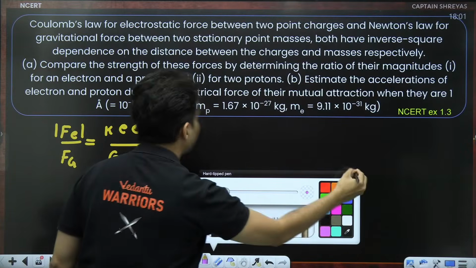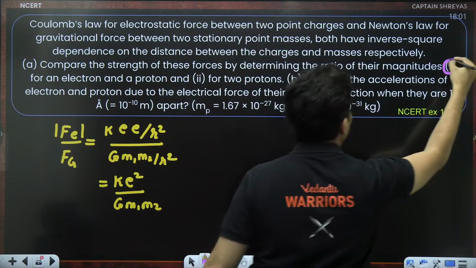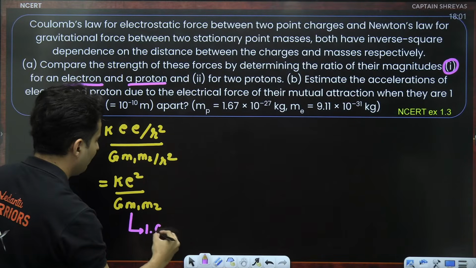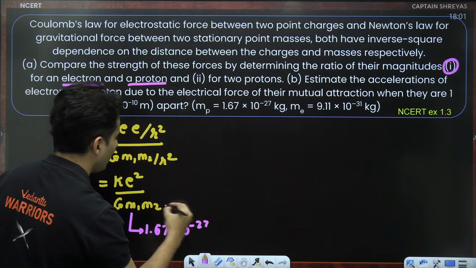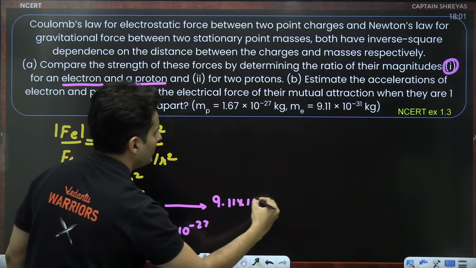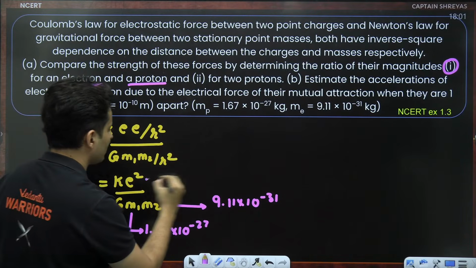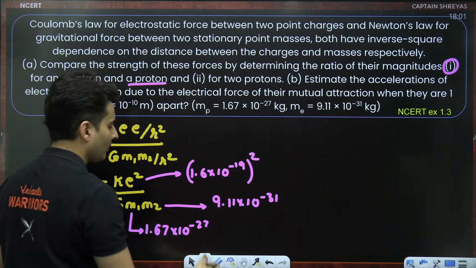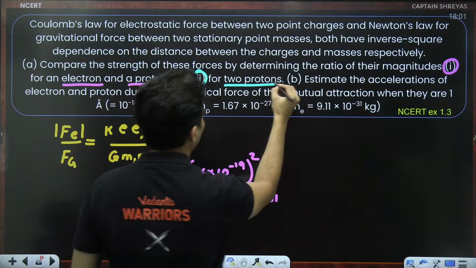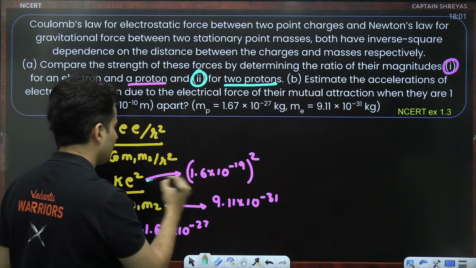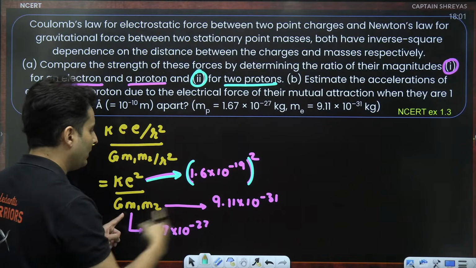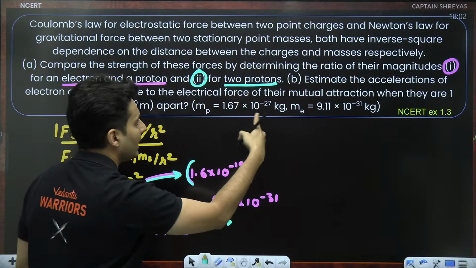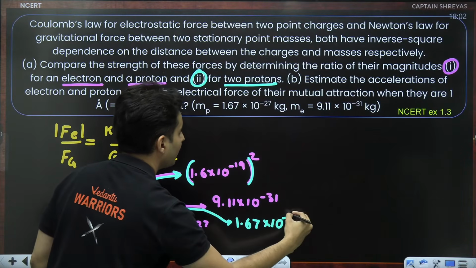Scenario number 1, for an electron and a proton, the masses will be these ones. One will be 1.67 into 10 to the power minus 27, and the other mass will be 9.11 into 10 to the power minus 31. The charges will be the same thing, 1.6 into 10 to the power minus 19, and this will be whole square in the first case. In the second case, for two protons, this will still be the same. This will be different because there are two protons. The first mass will be this one, the second mass will be exactly this one, 1.67 into 10 to the power minus 27.